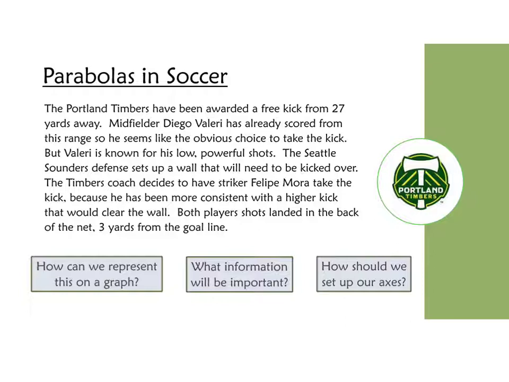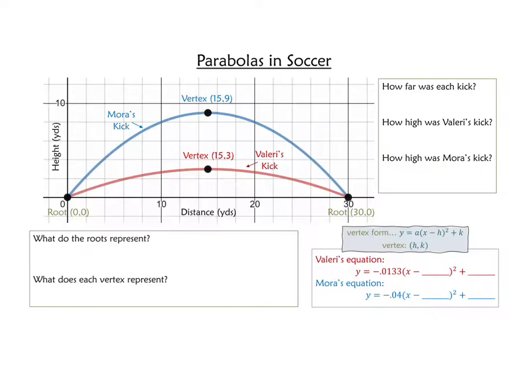So what is our important information? Well, how far and how high the kick is would be important, right? How should we set up our axes? In our last lesson, we used distance as the x-axis and we used height as the y. So perhaps we should stay with that winning combination. Here is a graph of our 2 kicks, Mora's and Valeri's. And obviously they are parabolas.